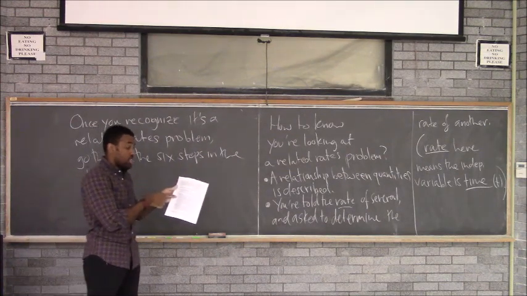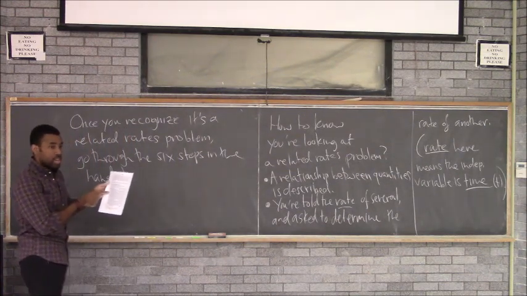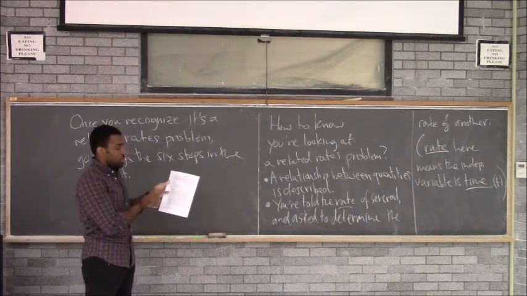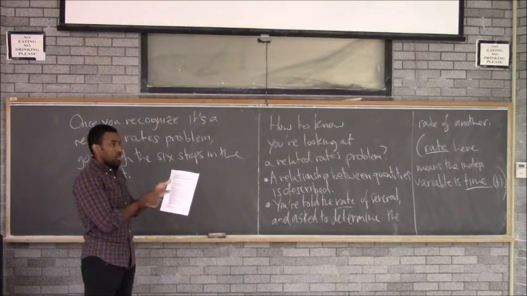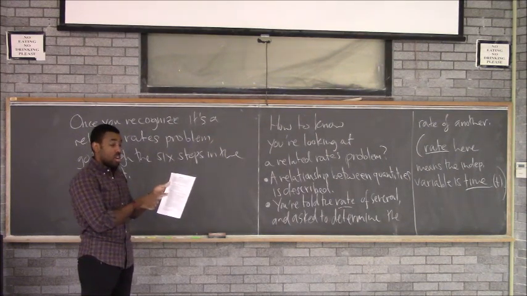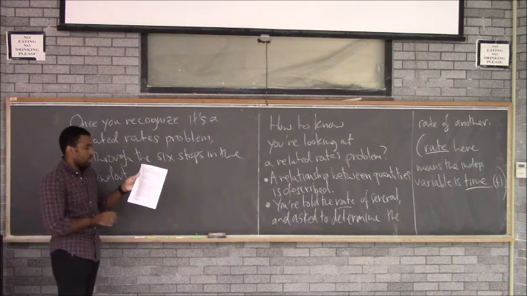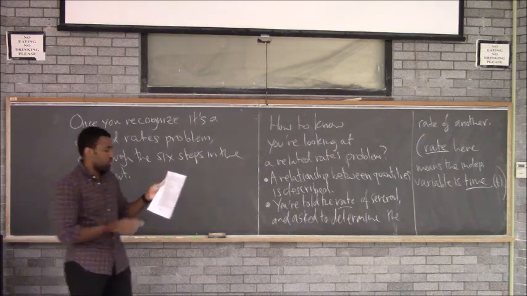If possible or necessary, draw a diagram and label the diagram very specifically. You want to label quantities that are changing with variables and quantities that are not changing with constants. This will come up in a few examples where you'll see not doing that can cause you some trouble.